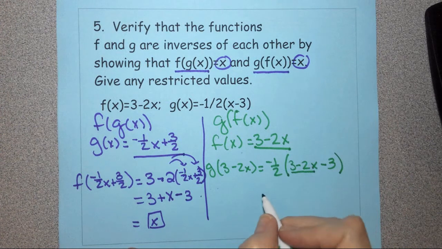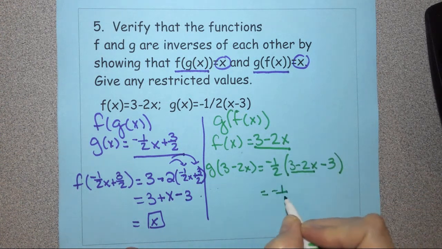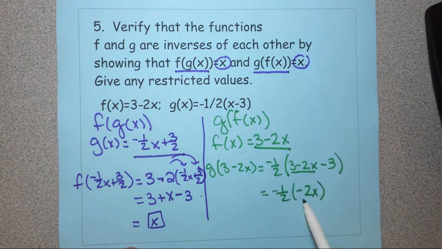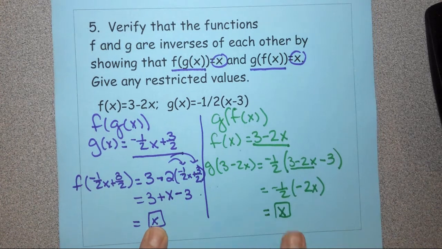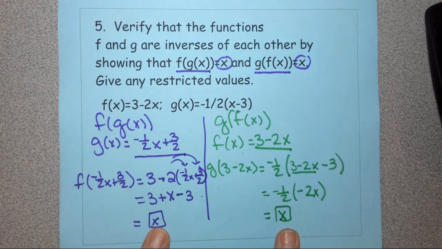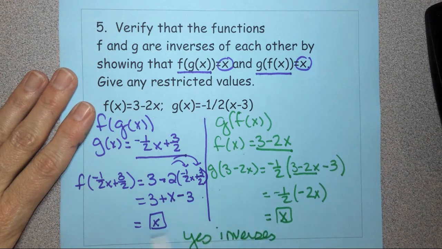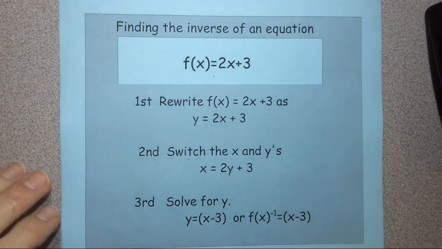So before I start multiplying, I notice right away that I've got a 3 and a negative 3, so I can go ahead and get rid of those. So all I have inside now is a negative 2x, and I know that negative times a negative is a positive, and a half of 2 is 1. So yes, both the composites equal x. So yes, these are inverses. If either one of these had not been x's, then it would not have been an inverse.